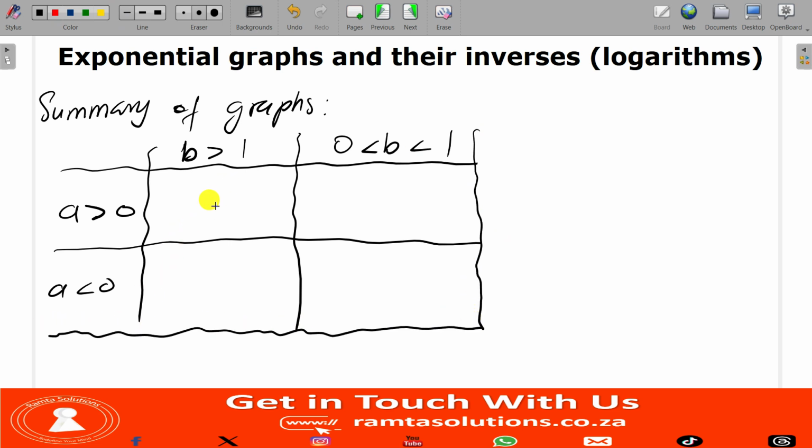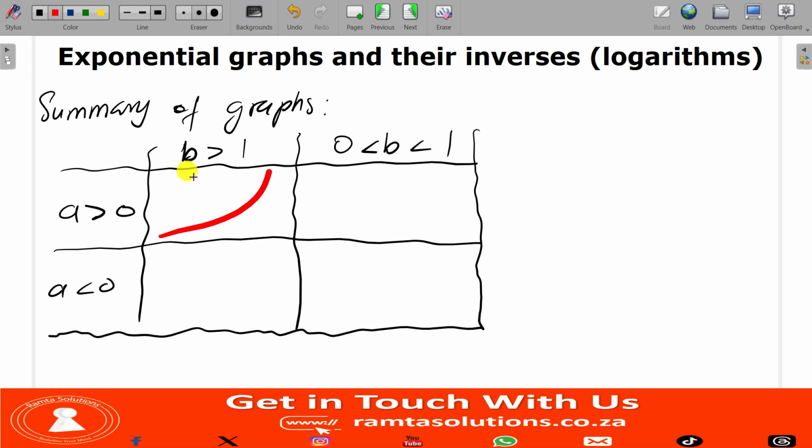All right. So when b is greater than 1 and your a is positive, remember, okay, you don't remember, but if you remember, cool. Your curve will be increasing. It will be moving like this. Let me change the color. Perhaps let me take red too. It'll be like this. Okay. I'm going to increase the font size as well. It'll be like this. Okay.